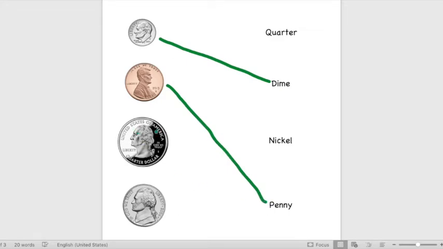What about this next coin? This is the biggest coin, and it's worth the most of these 4 coins. This one's worth the most, and it's the biggest. What is this coin? It's a quarter.